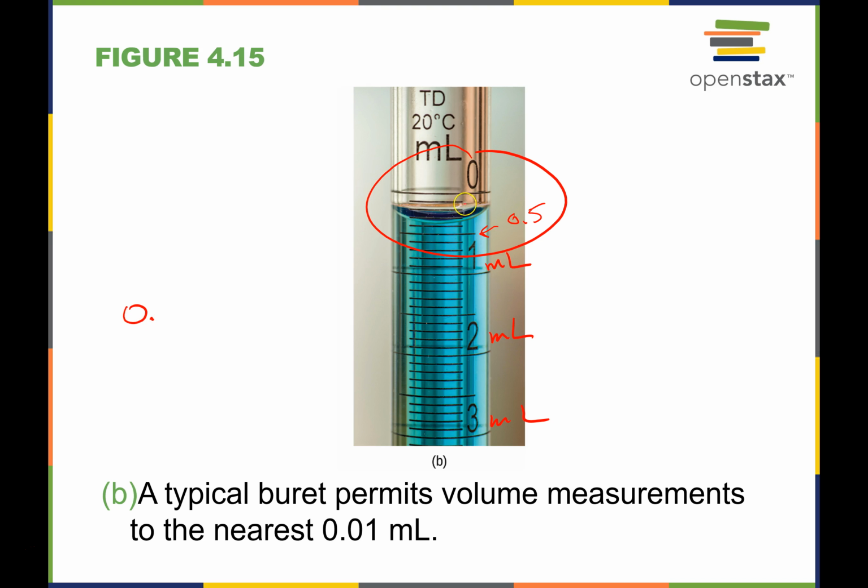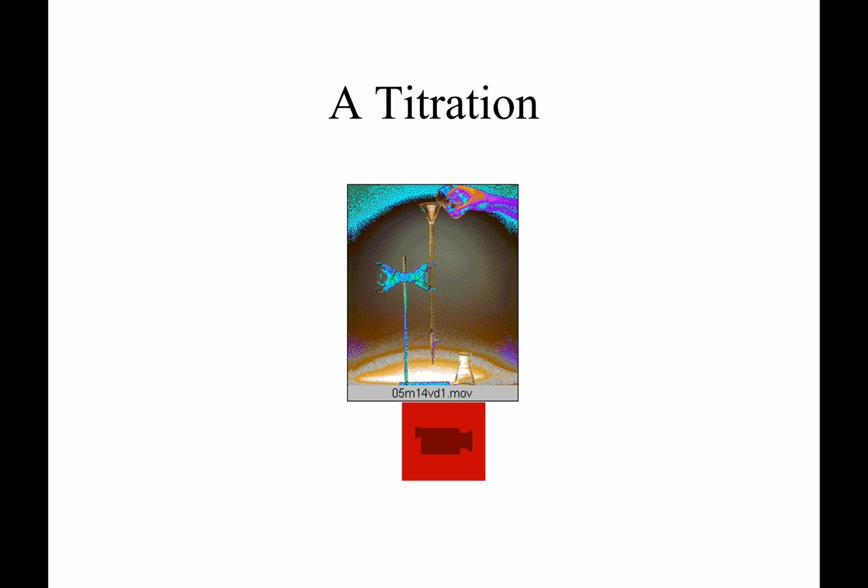Let's see, 0.1, 0.2, 0.3. I'd go 0.3, and to me, I have to kind of estimate between the 3 and the 4, and I'm going with 6, 0.36 milliliters. Now you might be a little different in that last digit, but we should all agree on there not being any in the 1s and the 3 in the 10ths. Okay, so that's what I'm going to be looking for.